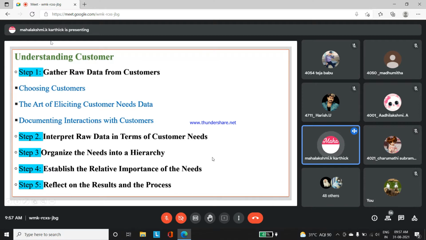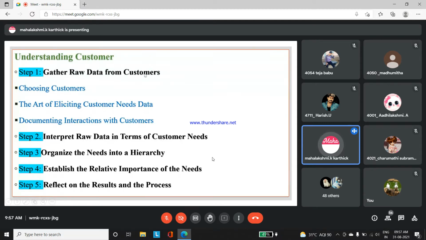So under product design and development, they have assigned a particular topic called understanding customer, which involves 5 steps. Today we are only going to discuss step 1, which consists of more subheadings. So step 1, the first step, is gather raw data from customer.